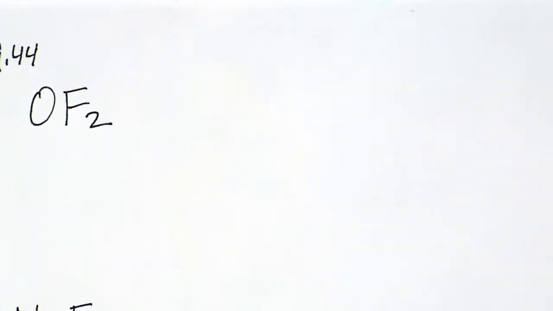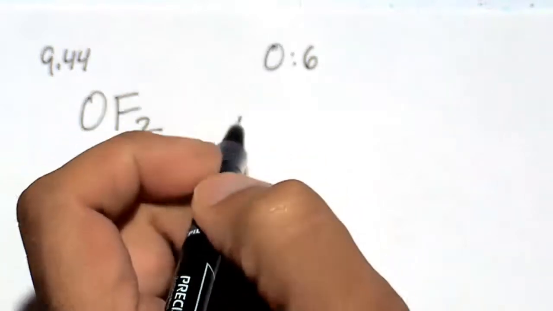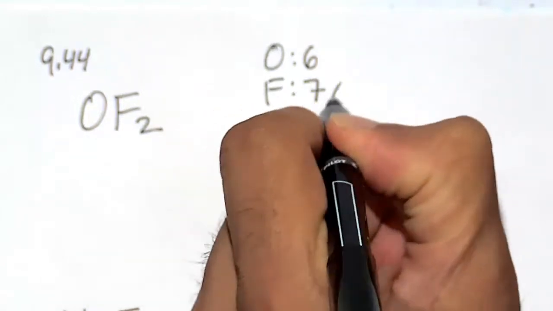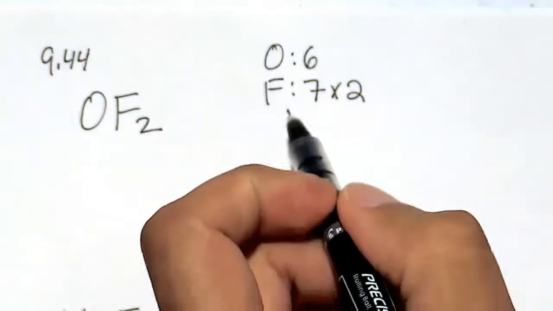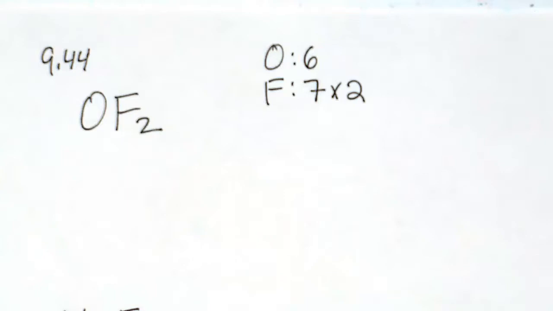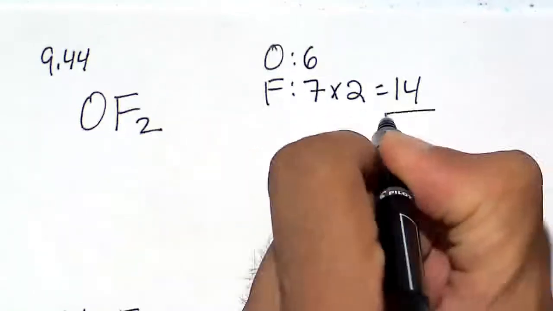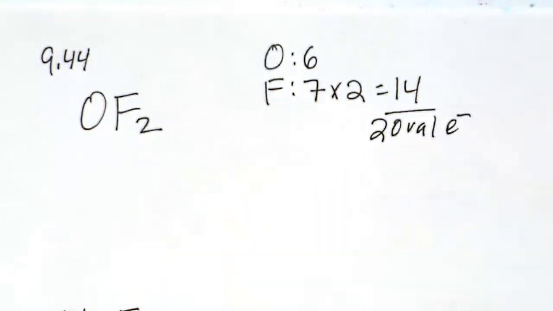The first thing you want to figure out is what is oxygen happy at and what is fluorine happy at. So oxygen is happy at 6. It's in group 6 of the periodic table. Fluorine is in group 7A of the periodic table, and group 7A, or the halogens, are happy at 7. We have 2 atoms of fluorine there, so 7 times 2 is 14. So our goal here is to get 20 valence electrons around the OF2 molecule.